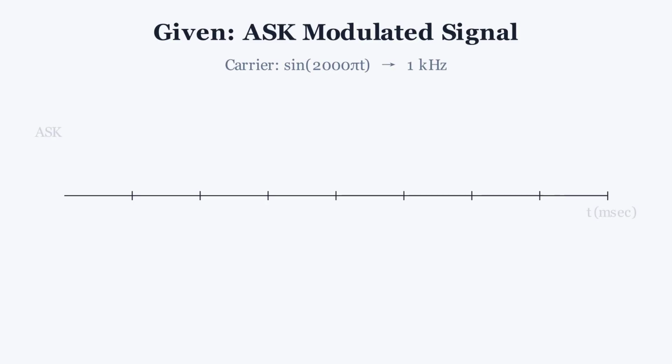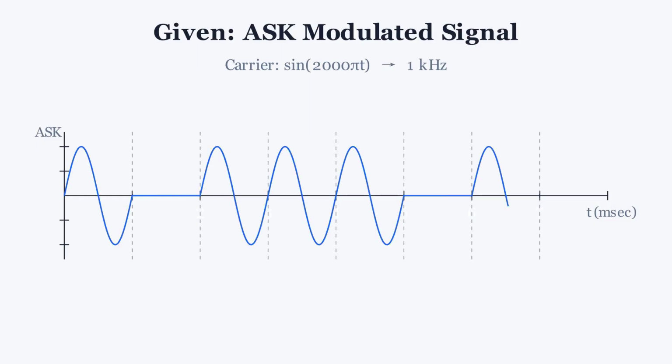Welcome! Today we tackle a classic exam problem on digital modulation. Here is what we are given. An amplitude shift keying signal, ASK for short, drawn against a millisecond time axis from 0 to 8 milliseconds. The carrier is a sine wave at 1 kHz, written as sine of 2000 pi t. Our job is in 3 parts.